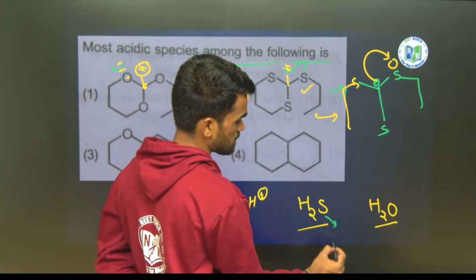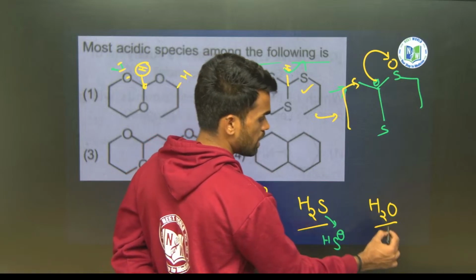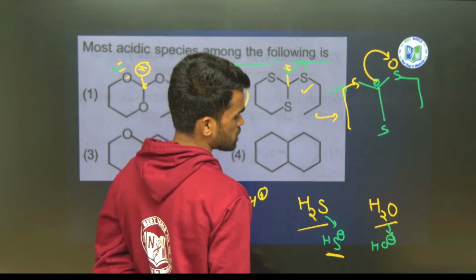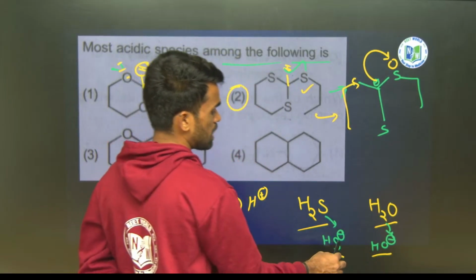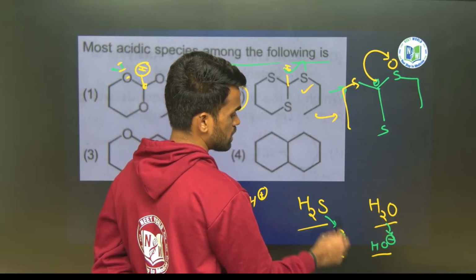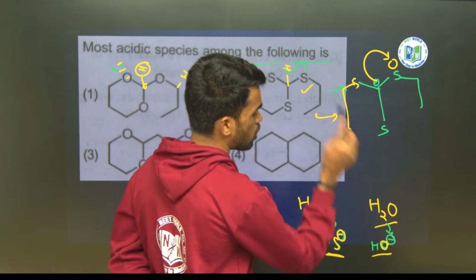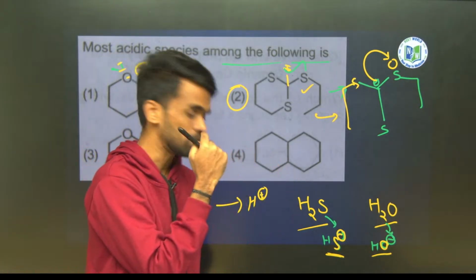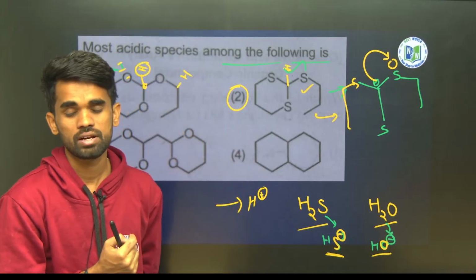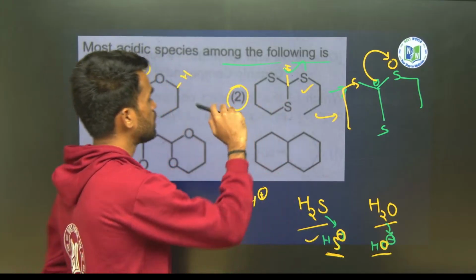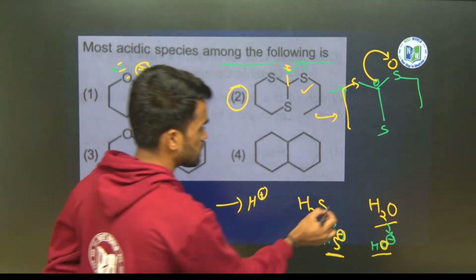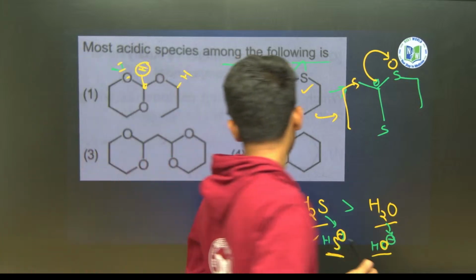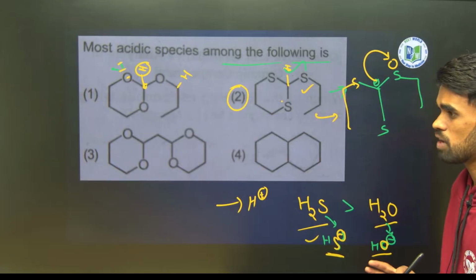If it releases H plus ion, you are going to get HS minus from H2S, and OH minus from H2O. HS minus is more stable than OH minus ion, because sulfur can accommodate the negative charge in the empty orbital, which is not possible in oxygen due to its small size. There is no vacant orbital present in oxygen, but in sulfur we have 3d orbitals. That makes it more stable, therefore it is more acidic. H2S is more acidic than H2O. Similarly, this compound is more acidic than the first compound and any other remaining compounds. Let us move forward with a few more questions.